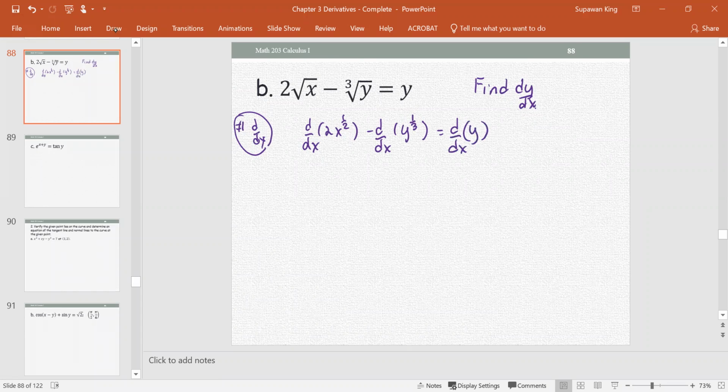The derivative of 2x to the 1/2 is 2 times 1/2 x to the negative 1/2, minus the derivative of y to the 1/3, which is 1/3 y to the negative 2/3 multiplied by the derivative of y with respect to x, as we treat y as a function of x. Similarly, on the right-hand side, the derivative of y with respect to x is 1 times dy by dx.